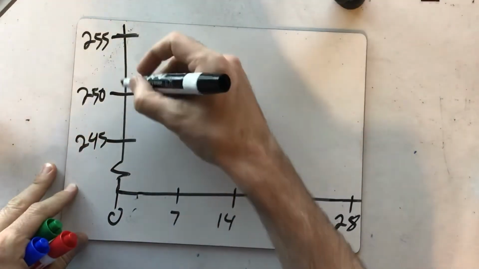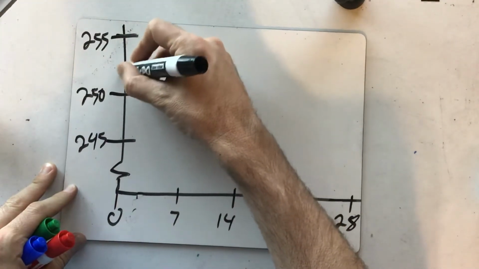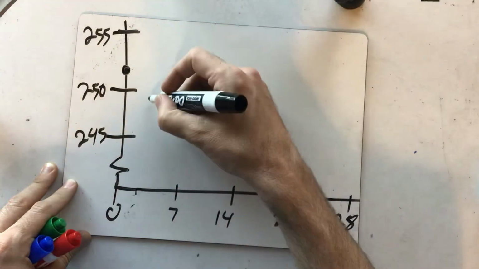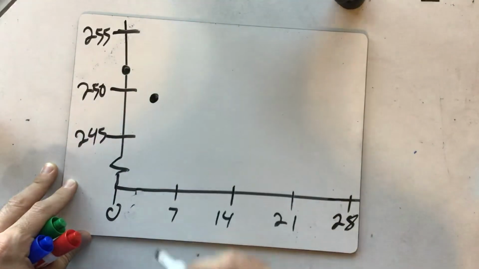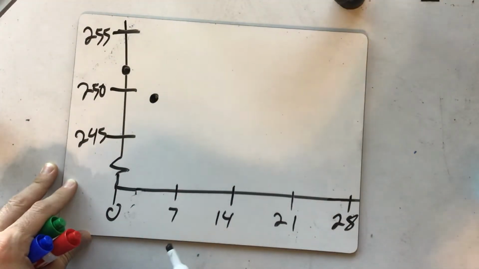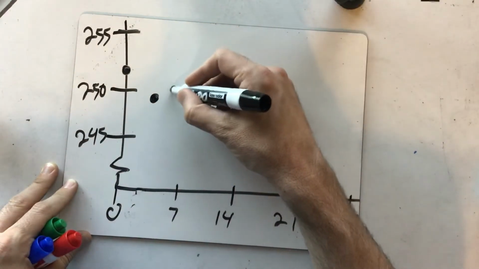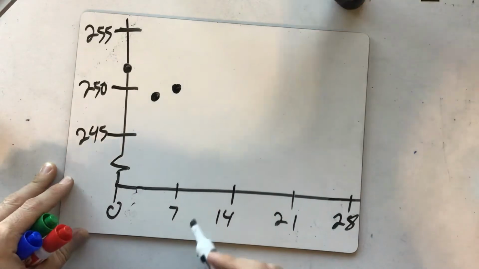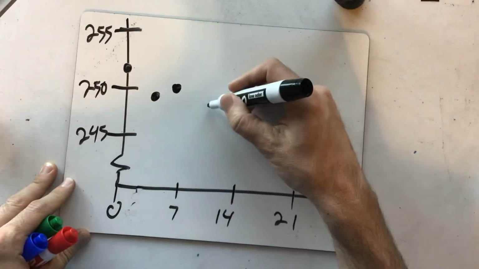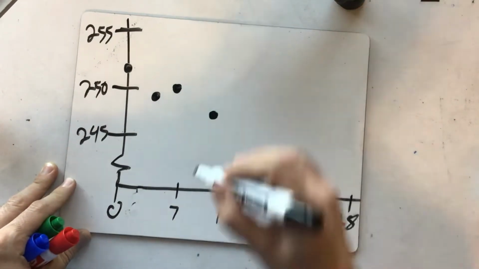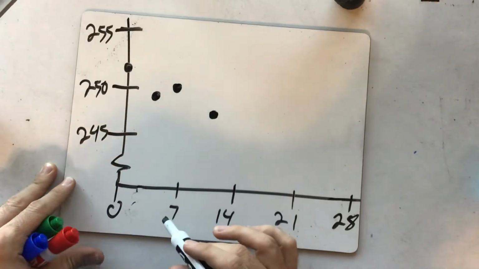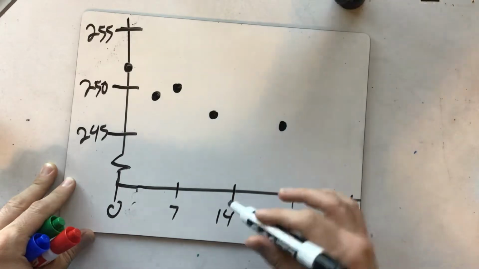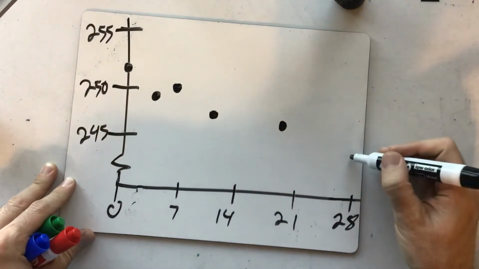So we've got 0, 252, so that's a dot that goes somewhere like right here. 5 and 249, so that's somewhere like right there. 7 and 250, so that's somewhere like right there. 12 and 247. 19 and 246, so that didn't change much. And then 28 and 244.